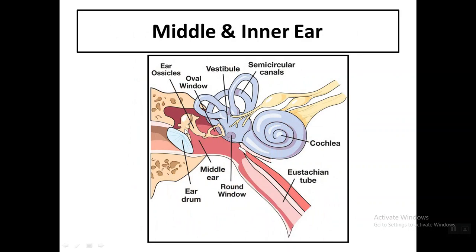The middle ear bones or ossicles are the malleus, incus, and stapes. They articulate with each other by synovial joints, and we can see that the foot plate of the stapes fits into the oval window of the inner ear. This is the inner ear: this is the cochlea, this is the vestibule, and these are the three semicircular canals.